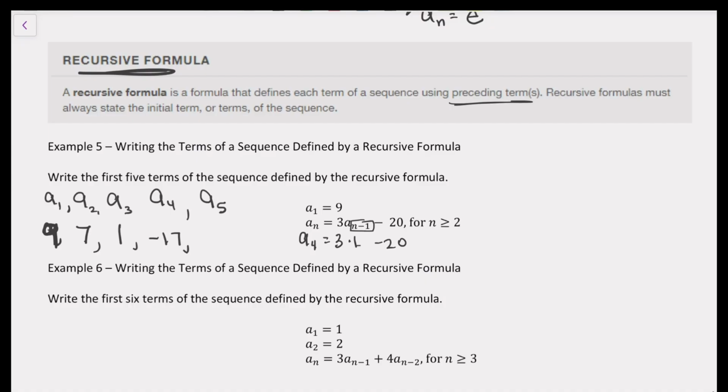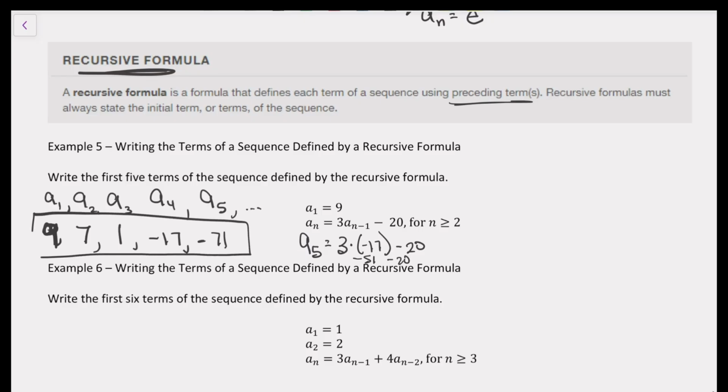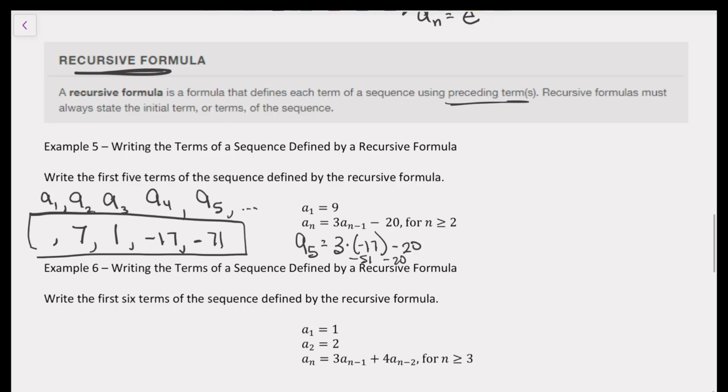A sub 5, three times a sub 4, which is a negative 17, minus 20. Let's see. Negative 51 minus 20 is a negative 71. And this could continue on. So what makes it recursive? We're using the previous numbers. Okay, so a previous term. All right, let's practice another recursive.